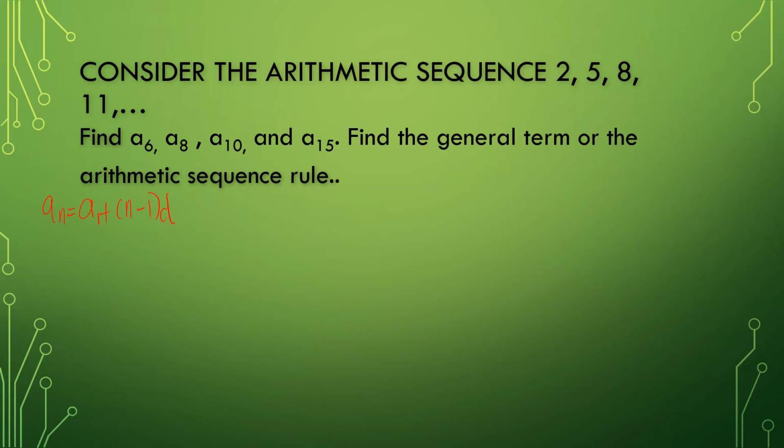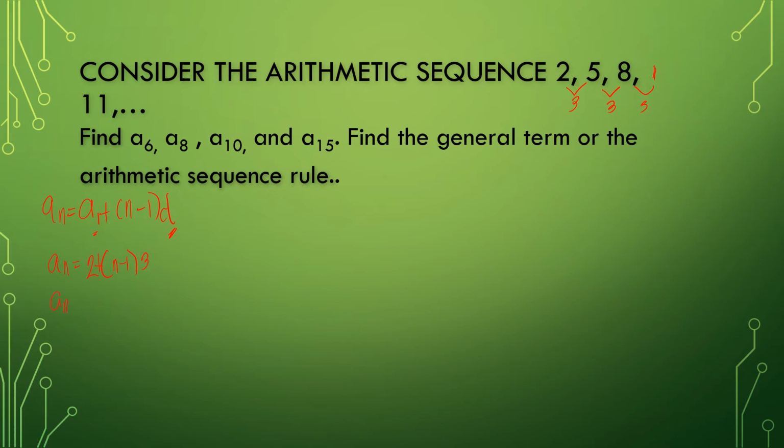So we are going to find the first term and the common difference of the given arithmetic sequence. In this case, your first term is 2. So substitute 2 to a sub 1. So that is 2 plus n minus 1 times the common difference. We simply subtract two succeeding terms: 5 minus 2 is 3, 8 minus 5 is 3, 11 minus 8 is 3. So the common difference is 3.